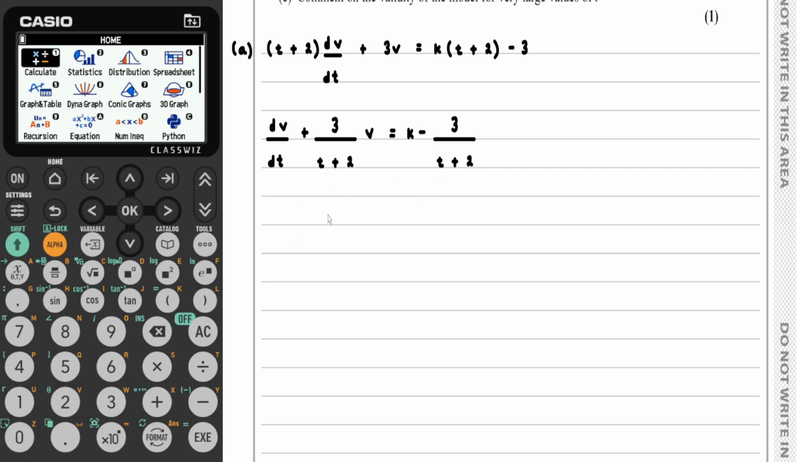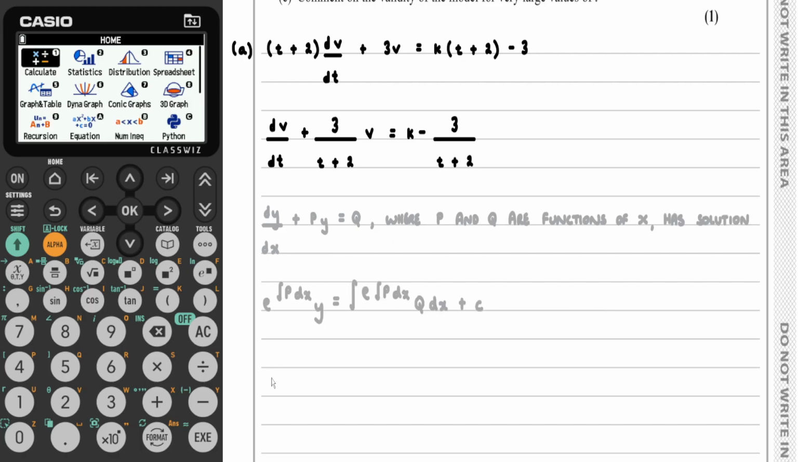Now, to solve this first order differential equation, we need to recognise it's of the form dy over dx plus py equals q, where p and q are functions of x. This has a solution of e to the power of the integral of p with respect to x times y equals the integral of e to the power of the integral of p with respect to x times q dx plus c, where the integrating factor is equal to e to the power of the integral of p with respect to x.